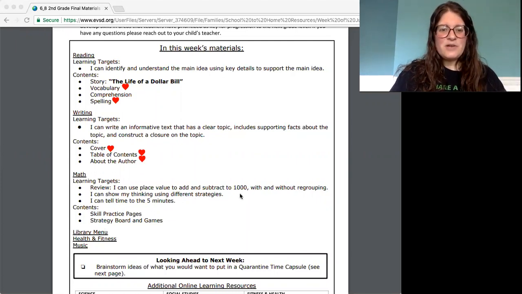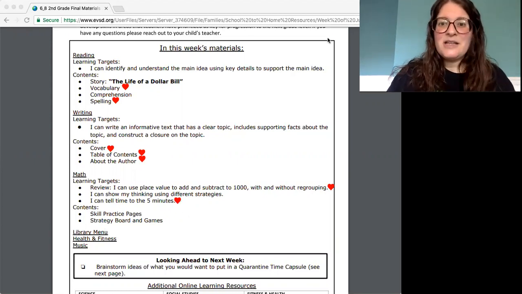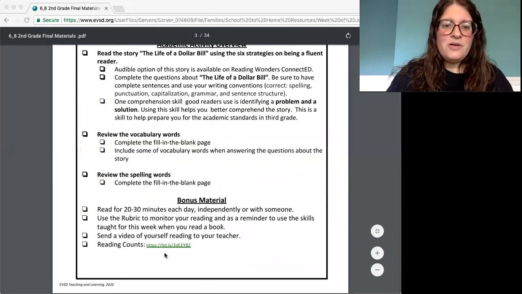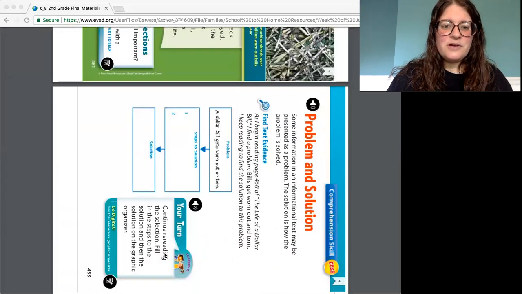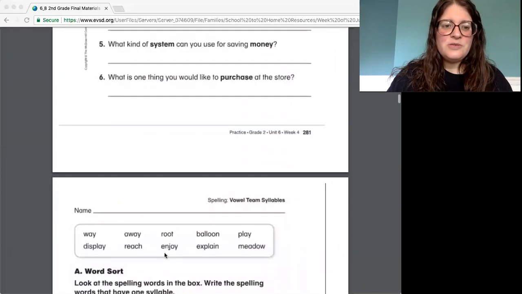And then we're going to do a quick review of math, subtraction with regrouping, and we're going to learn how to tell time to the 5 minutes. So let's get to it, everybody. We're going to scroll way down here to our vocabulary page.